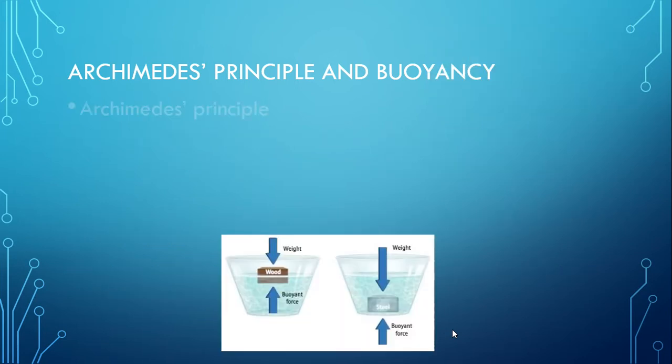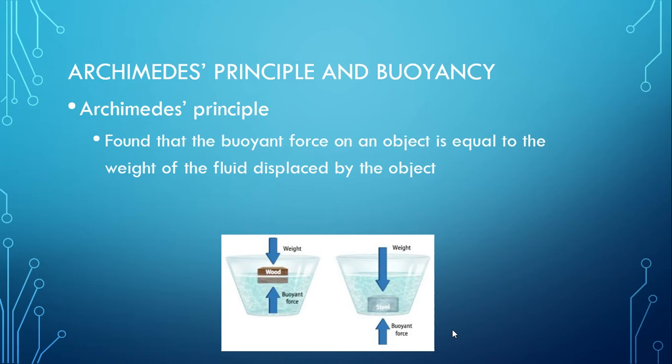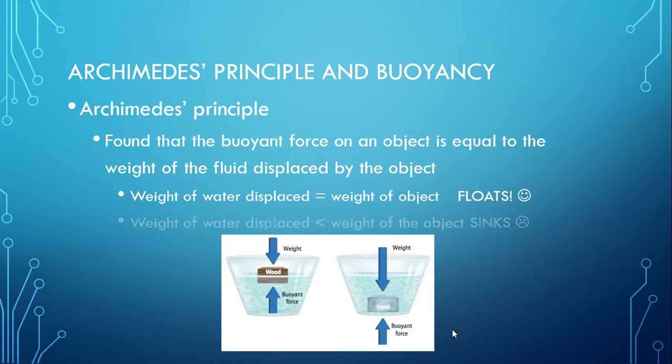Now, as far as Archimedes' principle, what he found was that if the buoyant force on an object is equal to the weight of the fluid displaced by an object, it will float. However, if the weight of the water displaced is less than the weight of the object, it will sink. So as you can see here, the forces on the wood are equal to each other. The weight and the buoyant force are equal, which causes the wood to float. And then on the right-hand side with the steel, you can see that the weight force is much greater, you can tell by the length of the arrow, than the buoyant force on the steel.